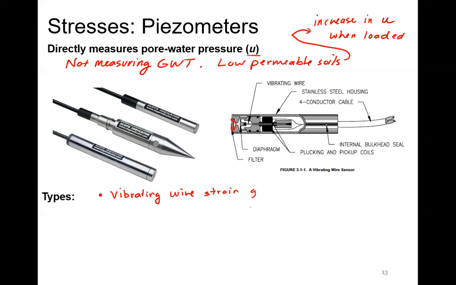Lots of different types, but depending on the types of pressure that you might experience, there's these tipped ones where they can actually be pushed and driven into the ground, which is really nice because then you have less intrusion. You can drill a borehole. You can lower the piezometer down to the bottom and then backfill the borehole. There's different ways of getting these to different depths.